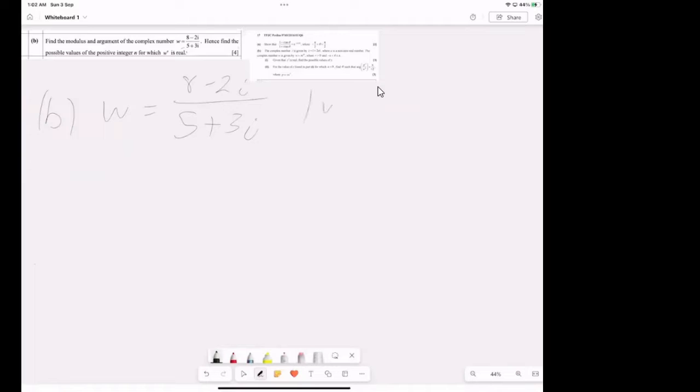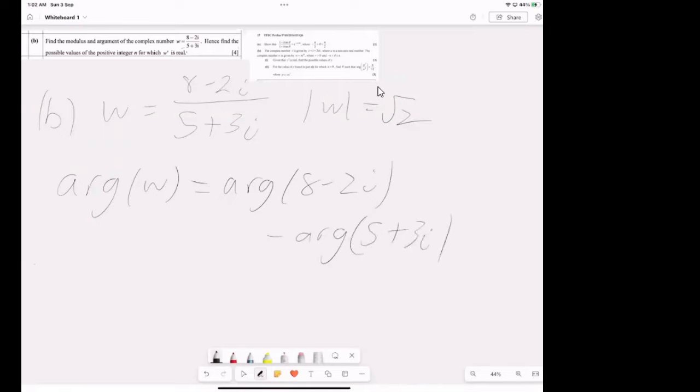So now that we know mod W equals square root 2, now we want the argument of W. So now we apply kind of like logarithm principles. Same thing again, how I do this is I will use my Argand diagram. So 5, 3, and then here is 8 minus 2 theta. So I want to find alpha and theta.